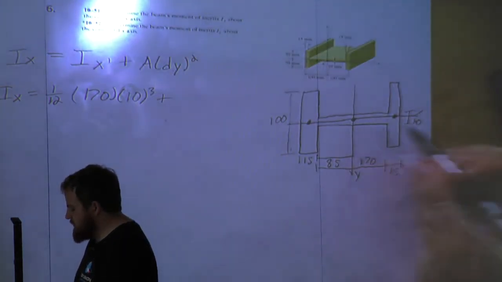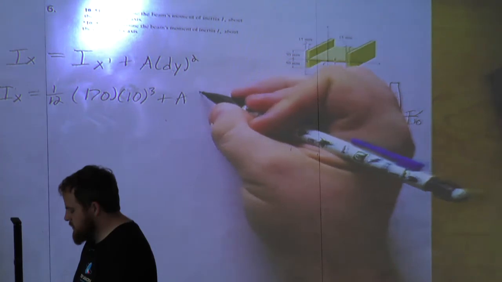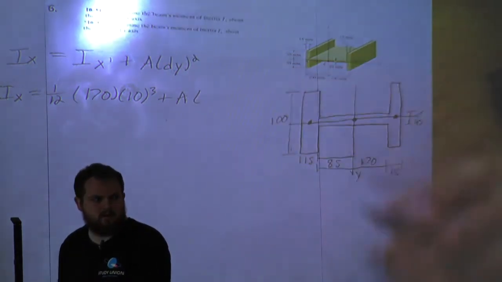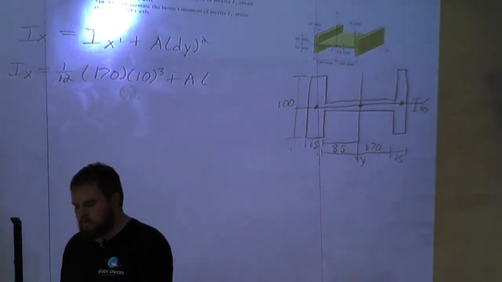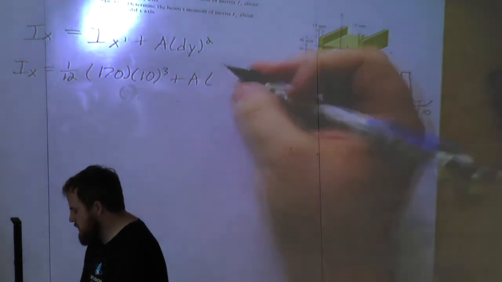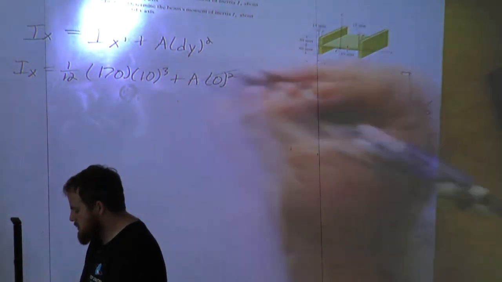Now, I'm not going to even find the area of this, because what is our dy going to be? 0, right? Because it's on the x-axis. So this is 0 squared. That's gone.